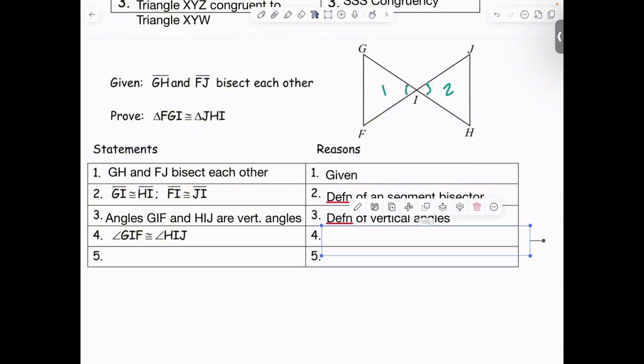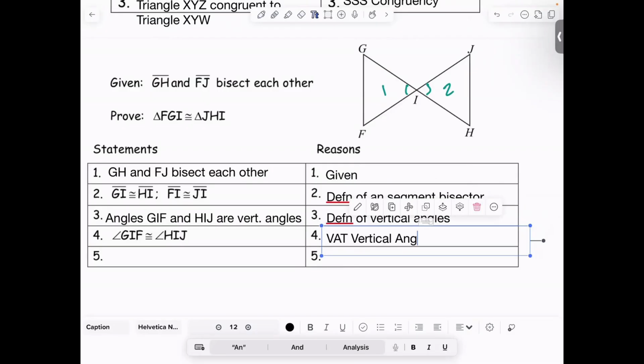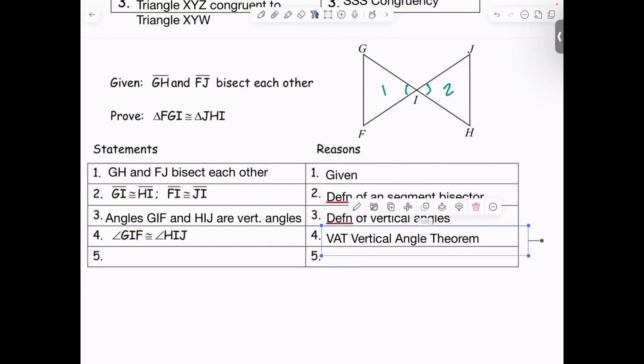Put that up there. And we know they're congruent to each other using that. And I'll write it out here, vertical angle theorem. Watch the spelling, Angie. Okay, now we have a single last line, number 5, that's blank. So that should tell us that we should be to the point where we can make that triangle congruency statement. And I'm going to take a step back and indicate that from statement 2 that GI and HI are congruent.